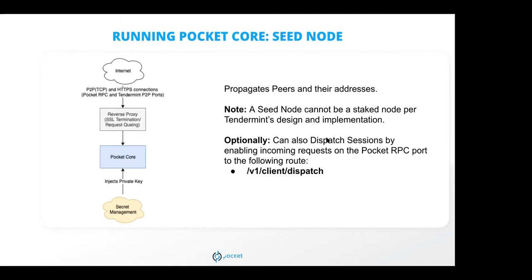The seed node can have dual functions by providing seed requests via the TCP port, and then providing dispatch requests via the HTTP endpoint via the Pocket RPC port. But this is totally optional. To be a seed node, all you need to do is expose the peer-to-peer port. Any questions regarding seed nodes?